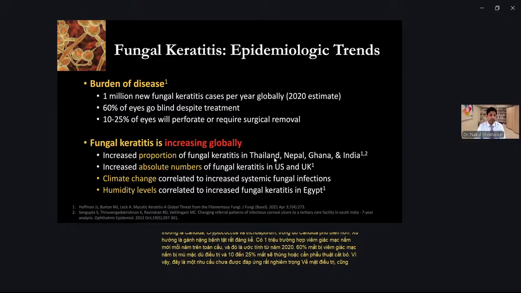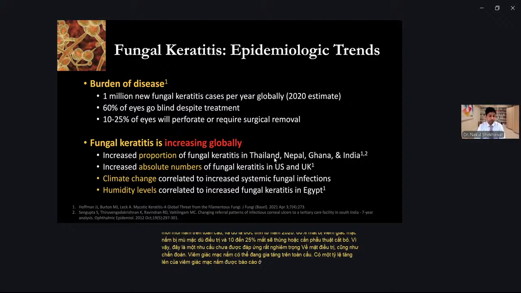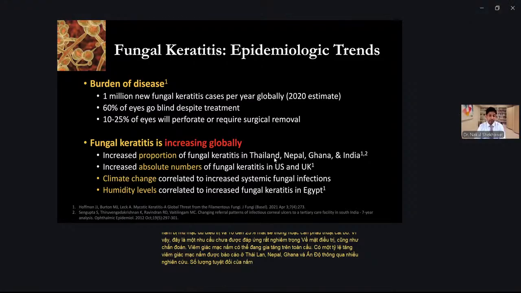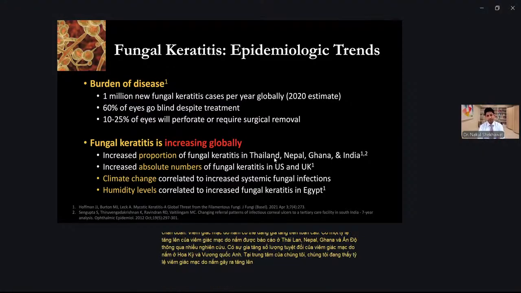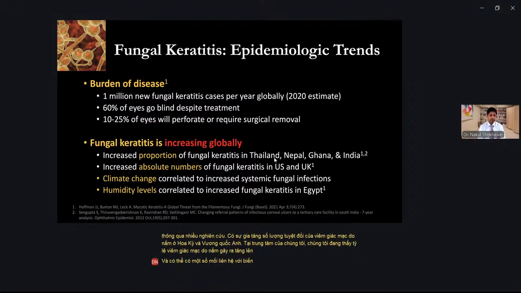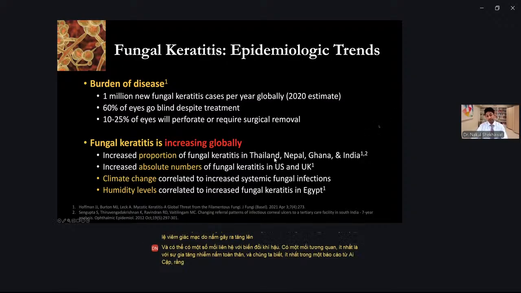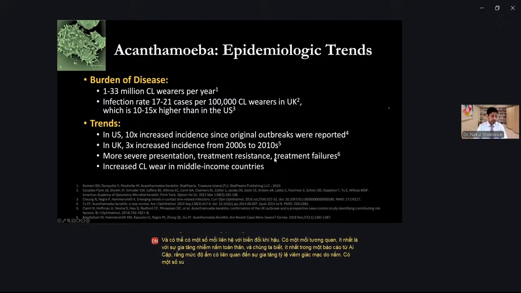Fungal keratitis may be increasing globally. There's an increased proportion of fungal keratitis reported in Thailand, Nepal, Ghana, and India across multiple studies. There are increased absolute numbers of fungal keratitis in the US and the UK. In our own center, we are seeing increases in the proportion of keratitis that is caused by fungi. And there may be some relation to climate change. There's a correlation, at least, with increased systemic fungal infections. And we know, at least in one report from Egypt, that humidity levels are correlated to increased fungal keratitis incidence. There are some trends to be noted for acanthamoeba keratitis as well.